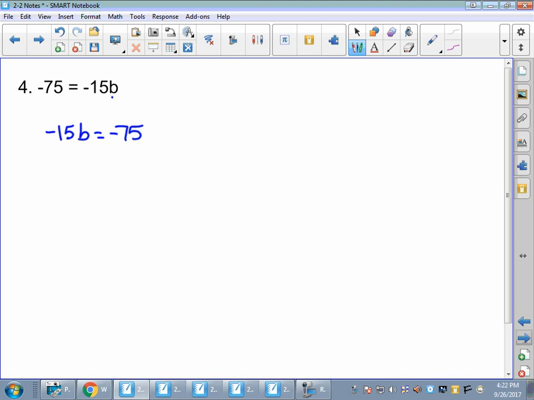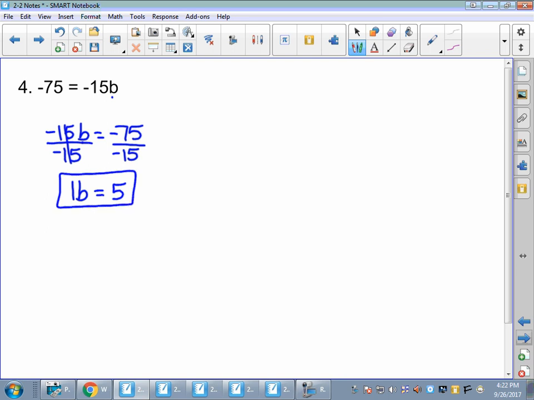Right now I want to concentrate on getting b by itself. It's being multiplied by a negative 15, so I'm going to divide by a negative 15. Whatever I do to one side, I'm going to also do to the other side, so I'm going to show my fractions division. A negative 15 divided by a negative 15 cancels and gives me 1b, or just b. A negative 75 divided by a negative 15 becomes a positive 5. So b is equal to positive 5.